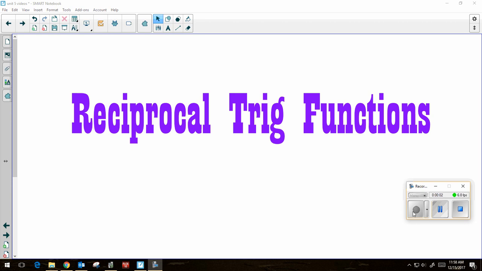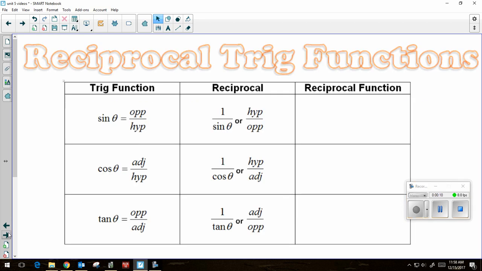This video is all about reciprocal trig functions. So first we're going to learn what the reciprocal trig functions are, and then we'll do some practice problems with them. So we all know SOHCAHTOA. Sine is opposite over hypotenuse, cosine is adjacent over hypotenuse, and tangent is opposite over adjacent.